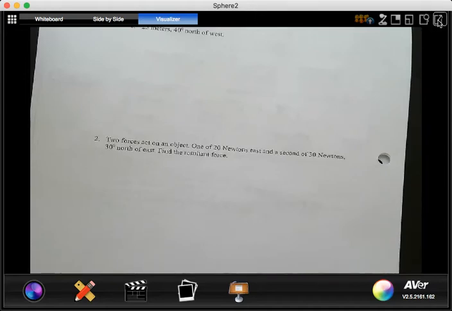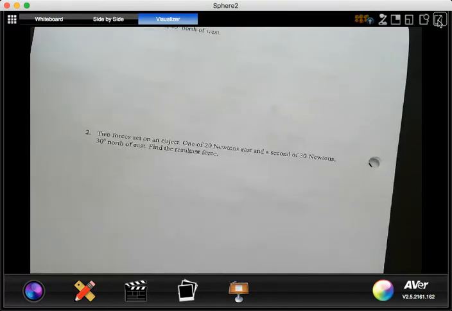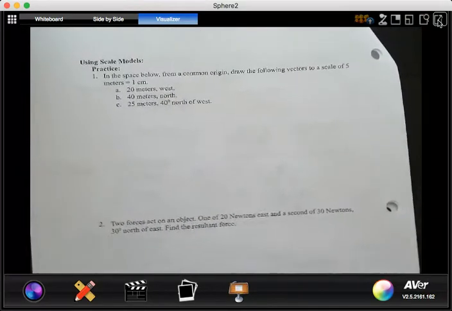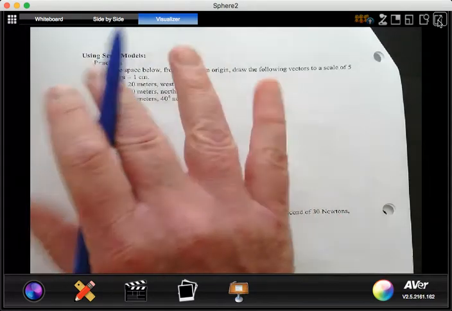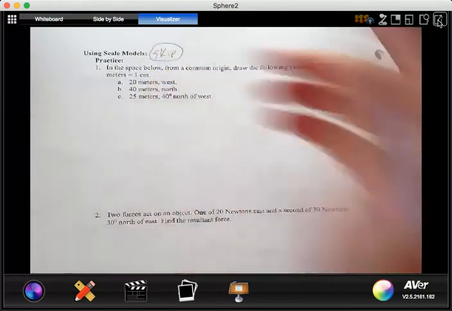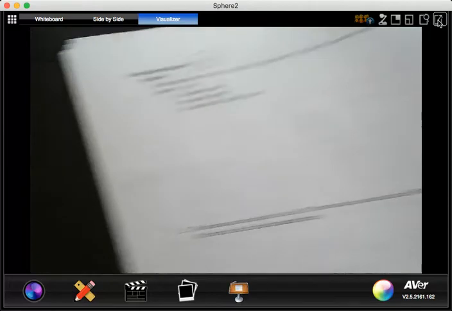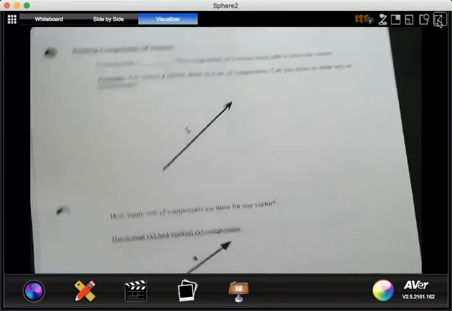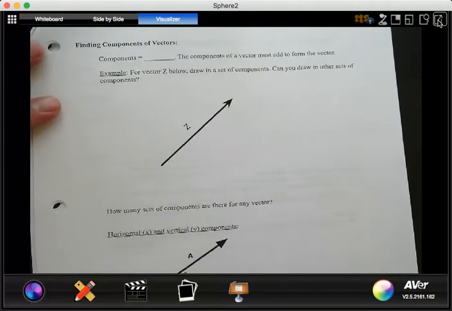All right, in this video we're going to talk about adding vectors using what's called components. This is where we left off, on page 4 using scale models, but we're going to skip this for right now because we need to be able to use protractors and we can't share them with COVID going on. So we're going to skip this part and we may come back to it later. But we're going to jump to here on page 5, finding the components of vectors.